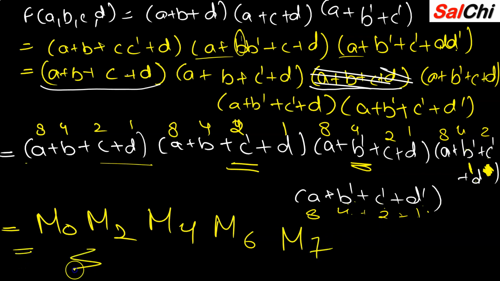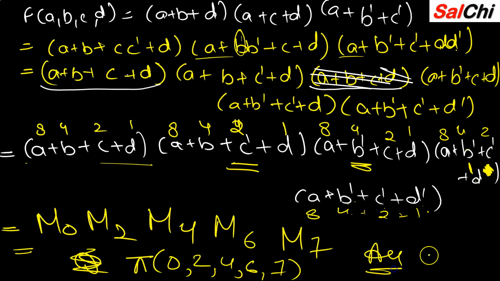Now just write them in the pi form. This is pi, and in the ascending form, it's 0, 2, 4, 6, 7. This is your answer and you are getting entire 3 marks.